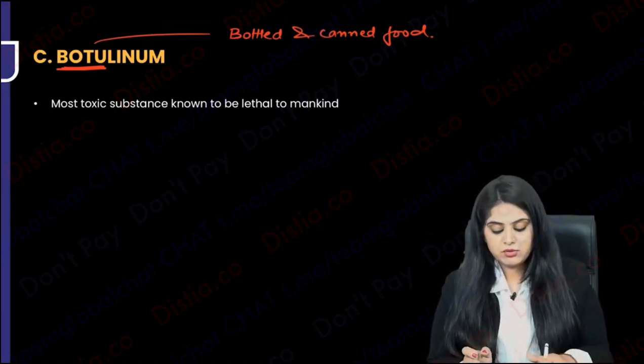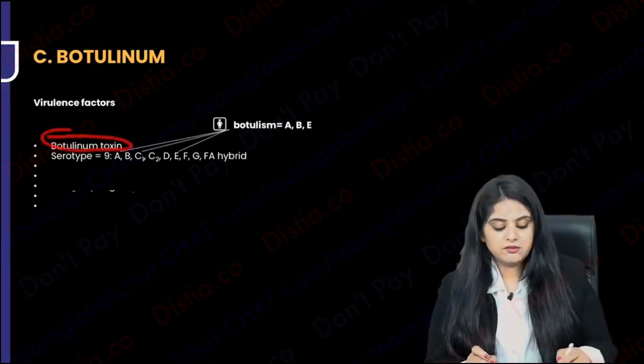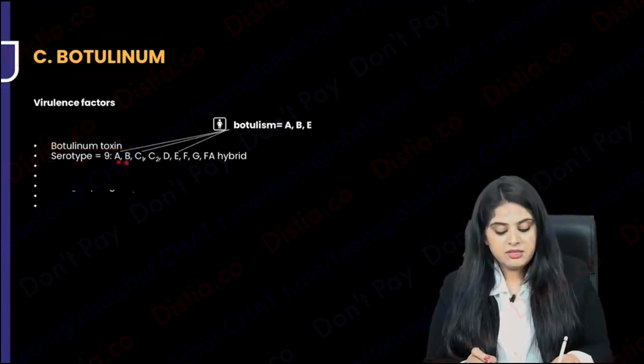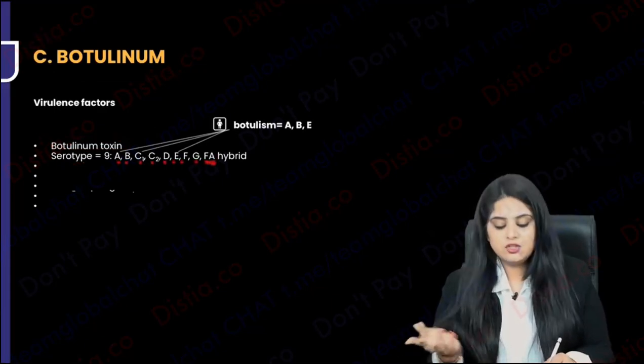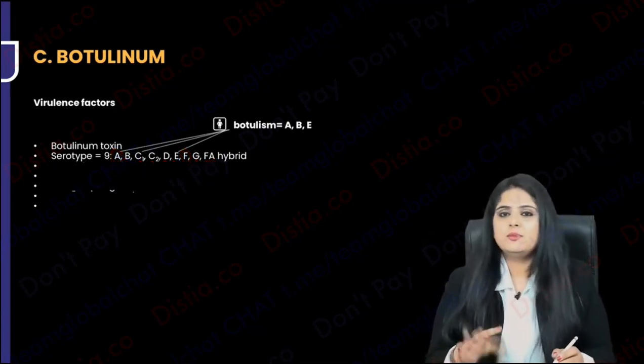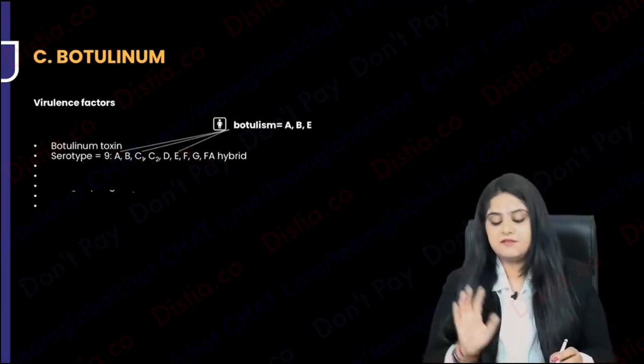So first I'm going to show you a list which is a little scary. We call this botulinum toxin. Of course it's botulinum toxin, but it's got a lot of serotypes. I have A, B, C1, C2, D, E, F, G, and earlier there used to be H, but now they say H is not there. Now it is a hybrid of F and A. So okay, they keep changing these terminologies. A, B, C1, C2, D, E, F, G, and the F, A hybrid.